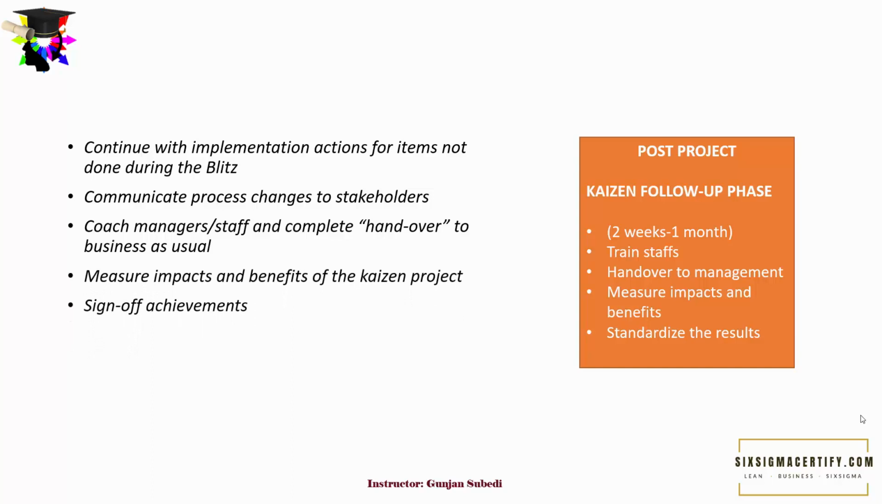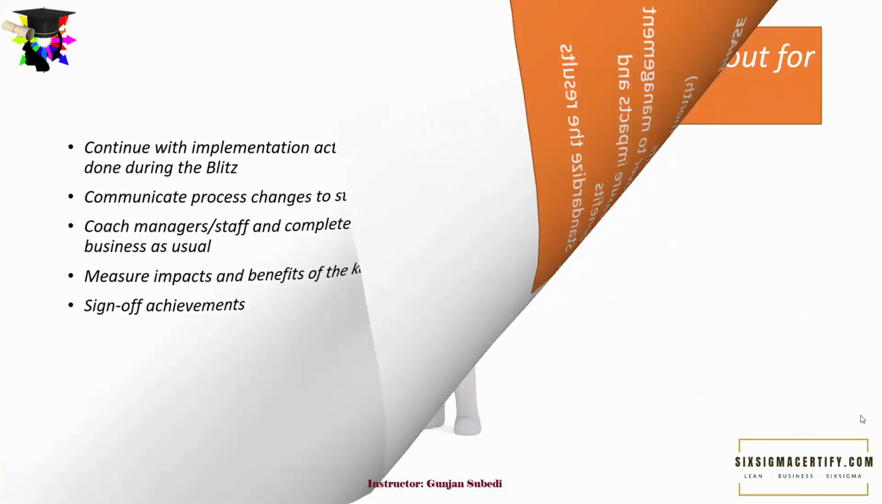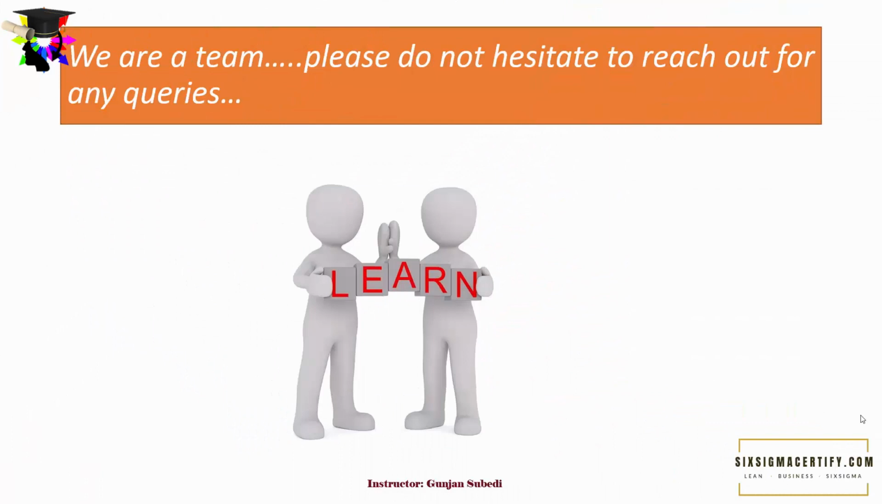And we measure the impacts and benefits of the Kaizen projects. We sign off all the documents and we hand over the project. The follow-up phase basically takes 2 weeks to 1 month. The majority of this time is for training the staff and measuring the impacts and benefits, and also standardizing the results. So in all, these are the steps and the process for the implementation of Kaizen.